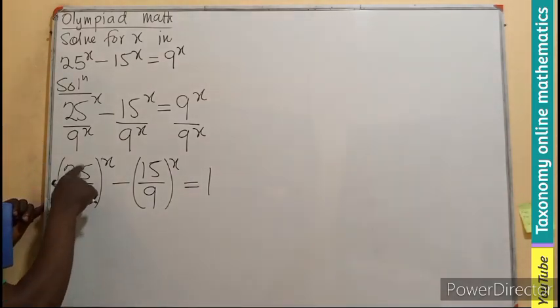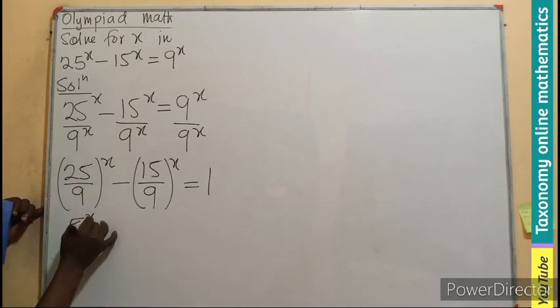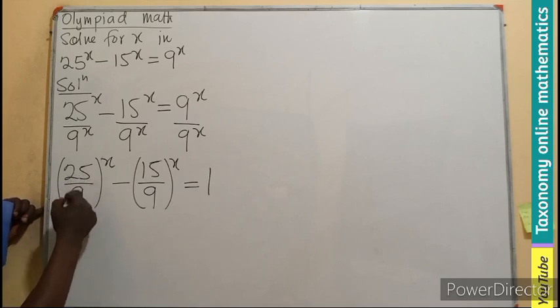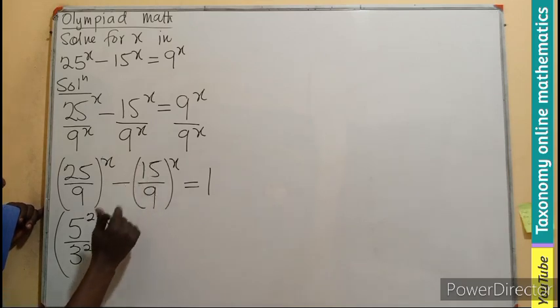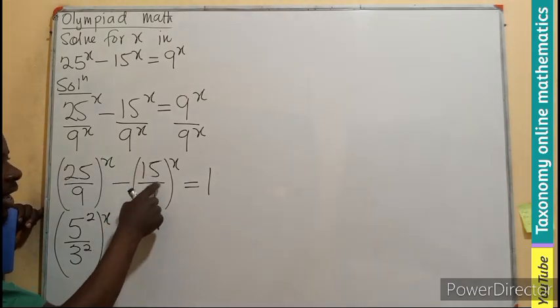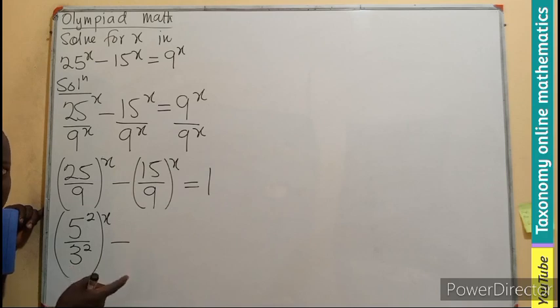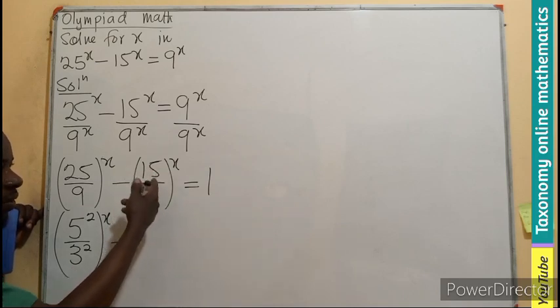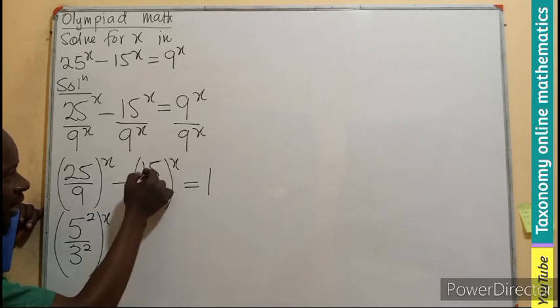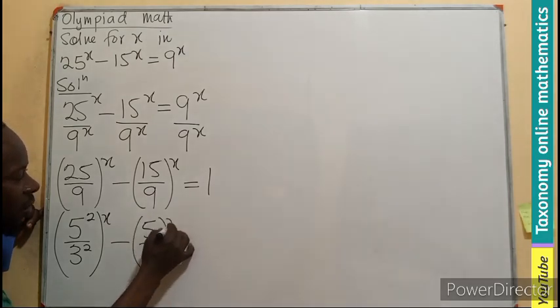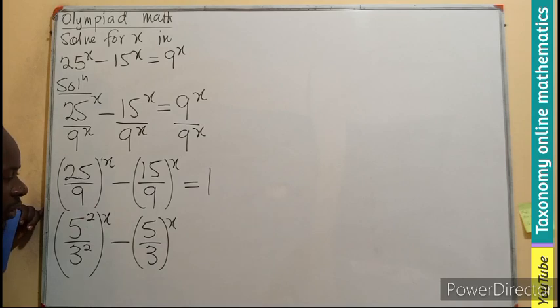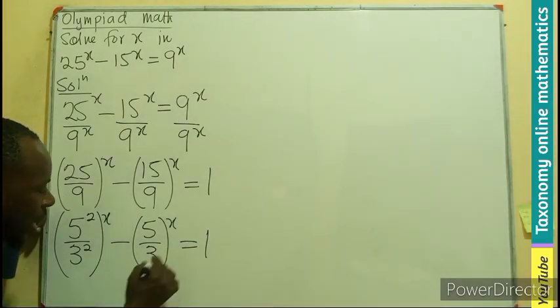Now in the case of this, you can see 25 and 9 are perfect squares. So we can rewrite this as 5^2 divided by 3^2, all with the power of what? x, right? Then minus, in this I can see a common factor of 3. So I am just going to divide by the common factor, which will give us 5 over 3 here, still with the power of x in the bracket, performing the operation in the bracket. That gives us equals to 1.